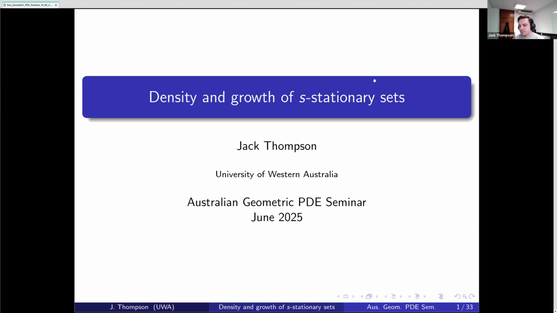So the plan for today is to discuss some topics relating to this. Some of the big topics in this field are really the regularity theory. This is what they initiated in this paper, and they established some of it, but there are also some massive open problems to do with the regularity of these non-local surfaces. I'm not going to be discussing that. Instead, I'm going to be discussing density and growth of these surfaces.